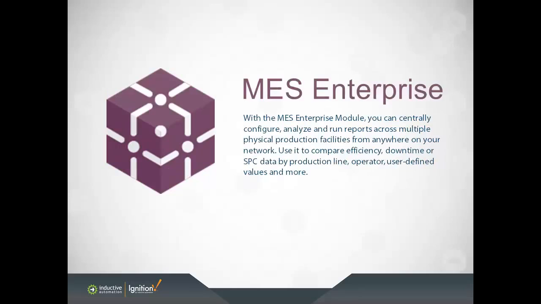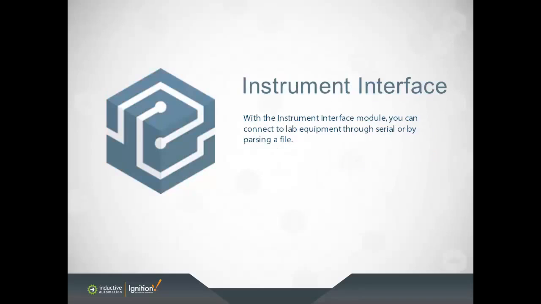The MES Enterprise module allows you to centrally configure, analyze, and run reports across multiple physical production facilities from anywhere on your network. You can use it to compare efficiency, downtime, or SPC data by production line, operator, user-defined values, and more. The Instrument Interface module allows you to connect to lab equipment through serial or by parsing a file. This typically is used with old lab equipment that quality departments have.